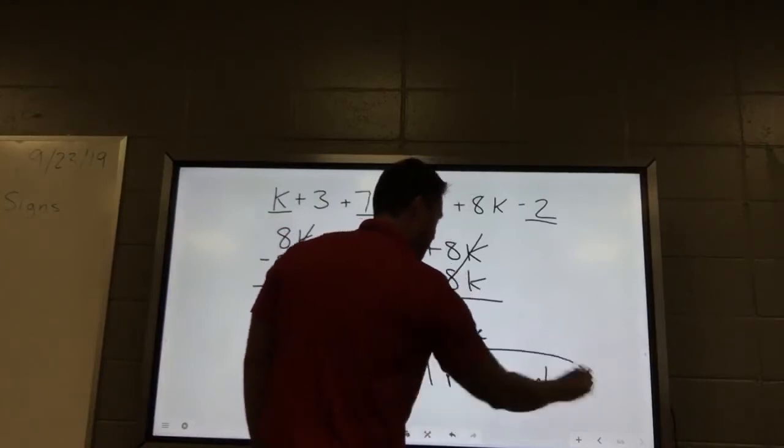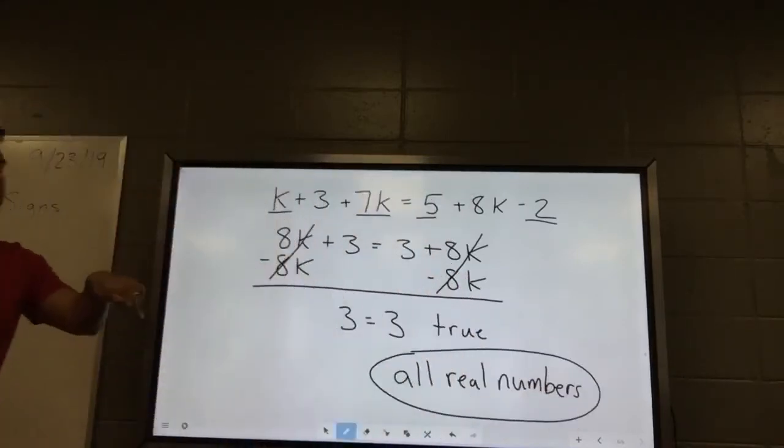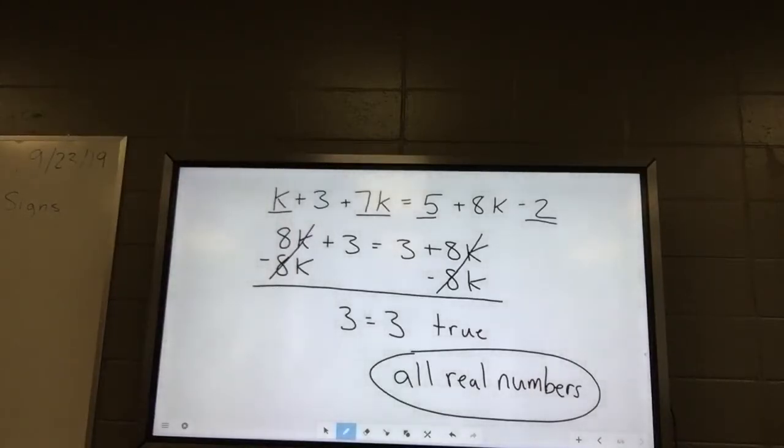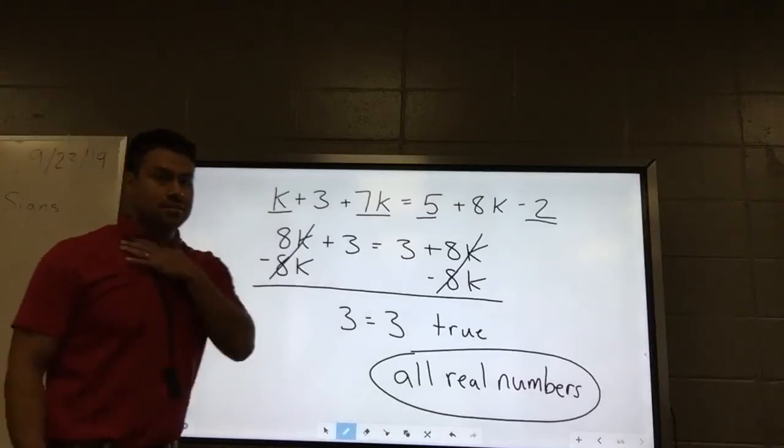Wait, what? That's all real numbers. How many of you said 3 was an answer? That's true. How many of you said 0 was an answer? How many of you said that 10 was an answer? Negative 15 is an answer. 1/3, 2/5. So if it's the same k on each side, you can go.